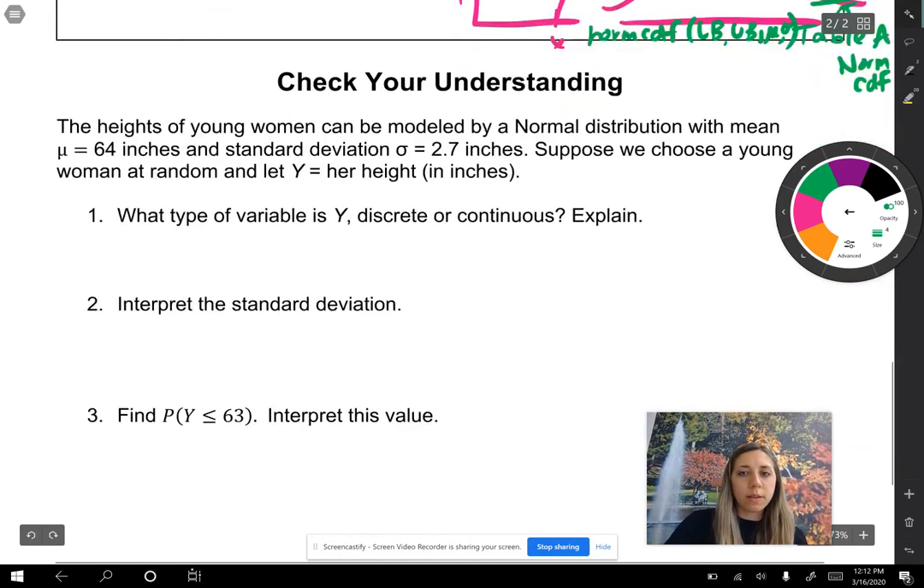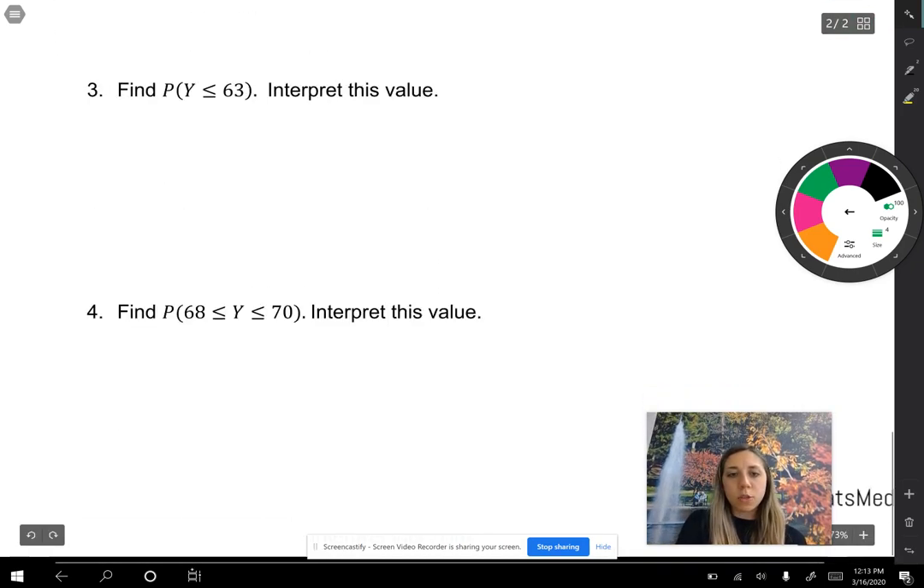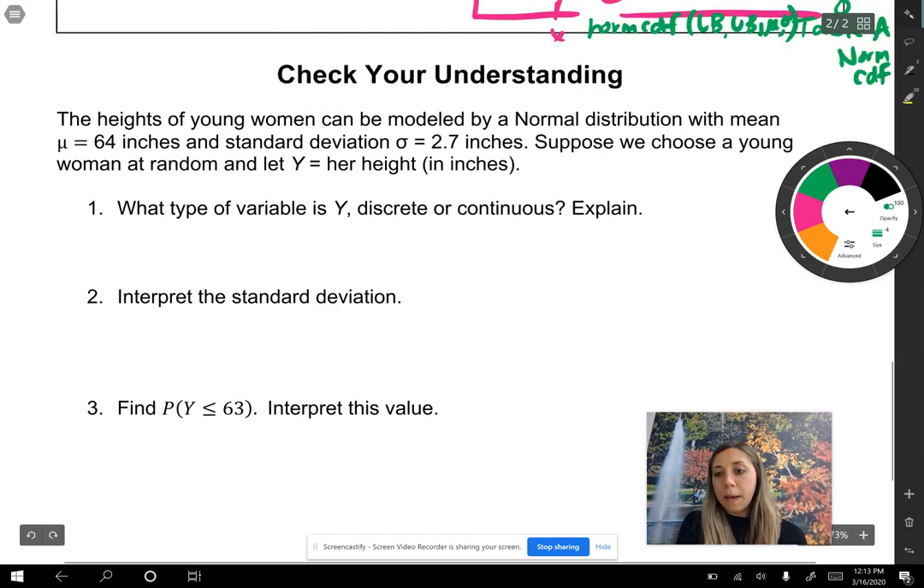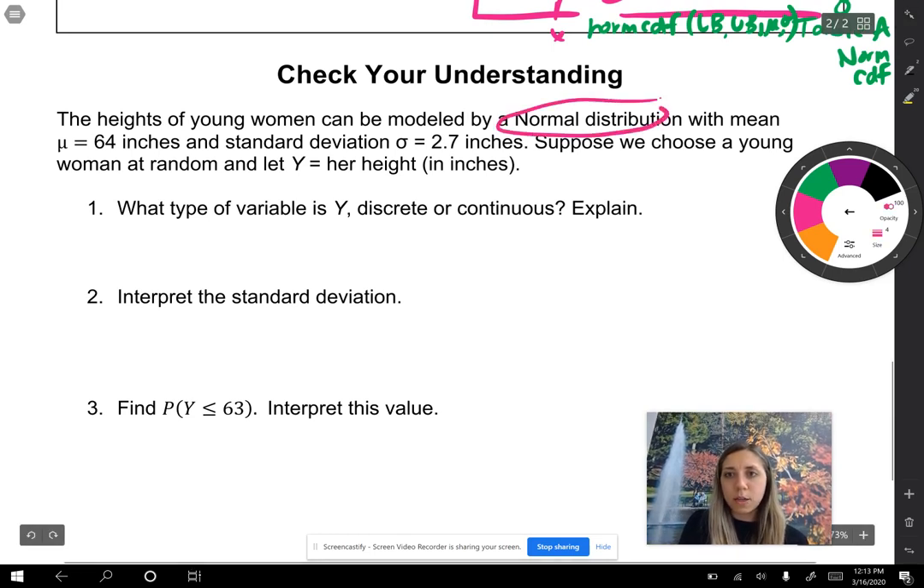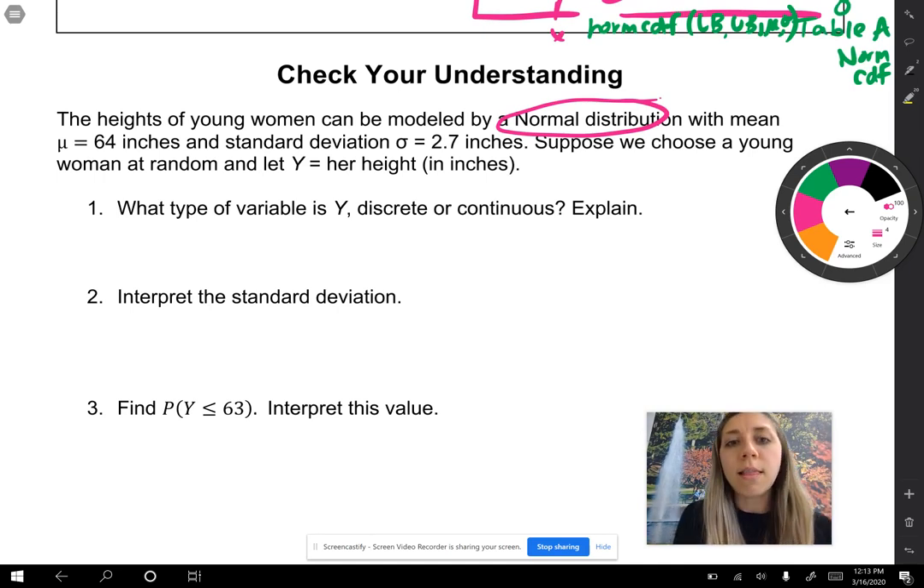All right, with that being said, here's your check your understanding. I'm going to just go through this. Determining if this normal distribution is discrete or continuous, interpreting the standard deviation, finding that value. A little hint: this is going to be using your normal distribution because they tell you it's a normal distribution. So don't worry about finding standard deviation like we actually did in the lesson. That won't be any part of the check your understanding.